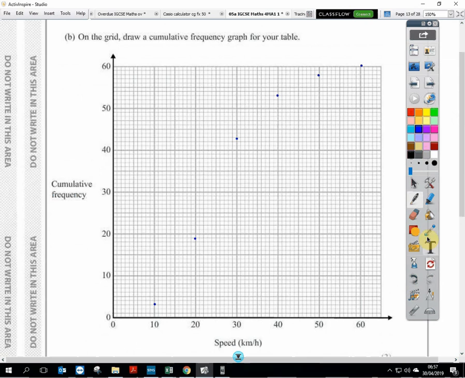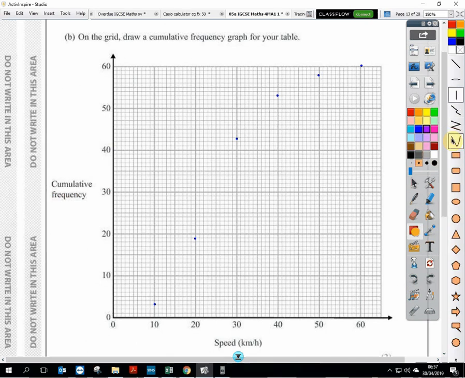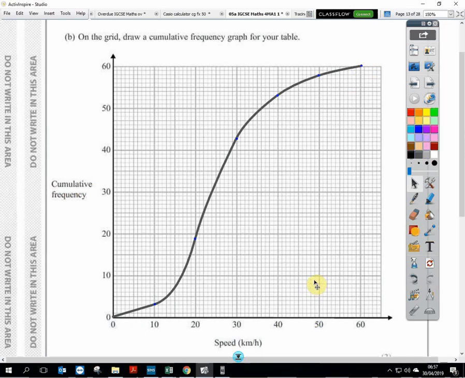Now, it's up to you whether you join the first point to the last point, or if you join from 0, that's up to you. They accept either. So I will join from 0. And remember, when you draw this, it's supposed to be a freehand, smooth, elongated, S-shaped curve like this.